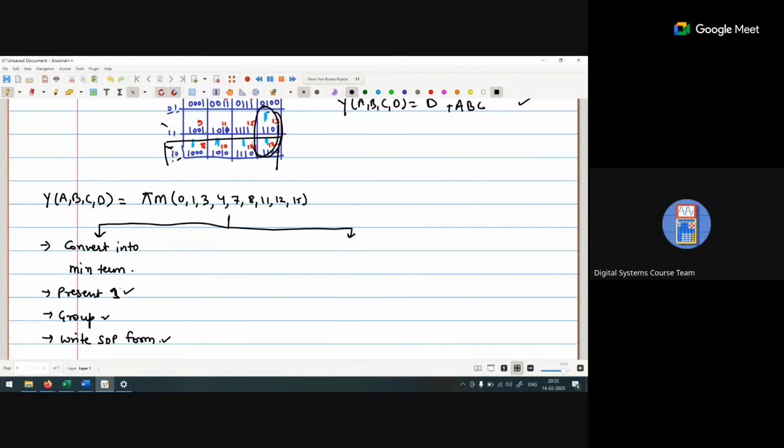Now the second way is that we are not converting into the min term. So in that particular case, represent 0 for the max term, create a group, now write the POS form equation.